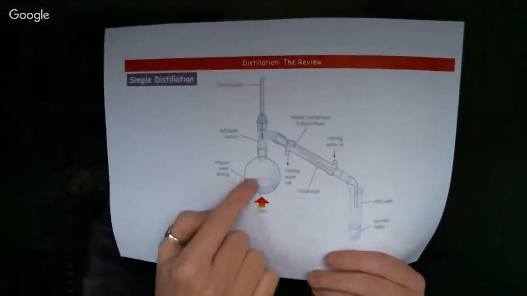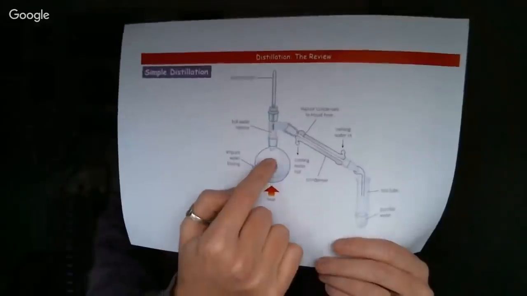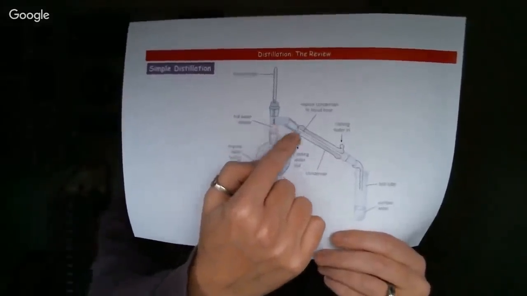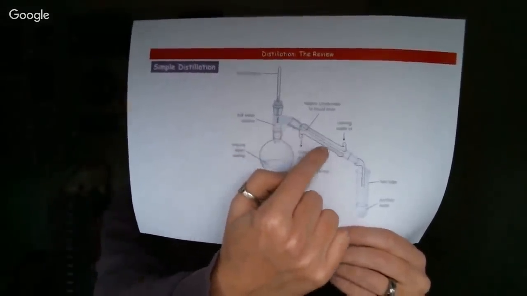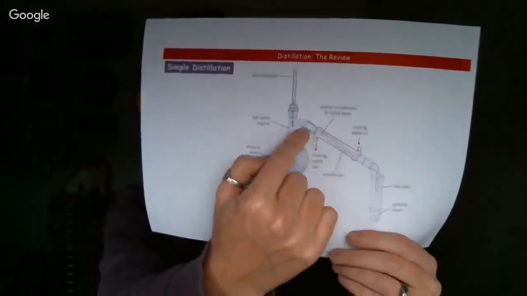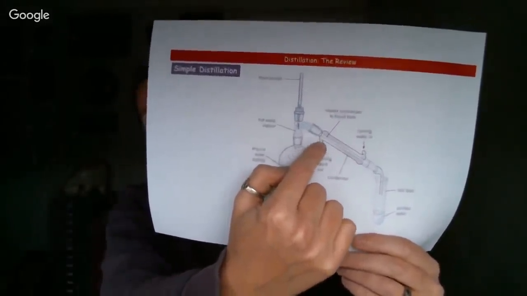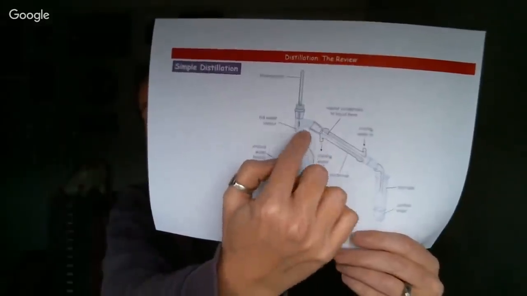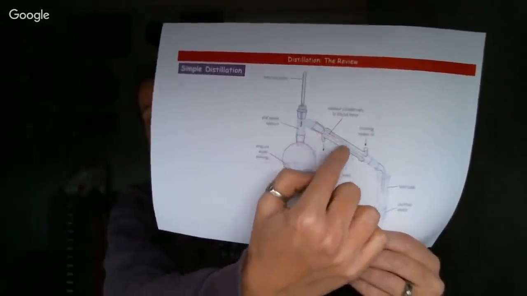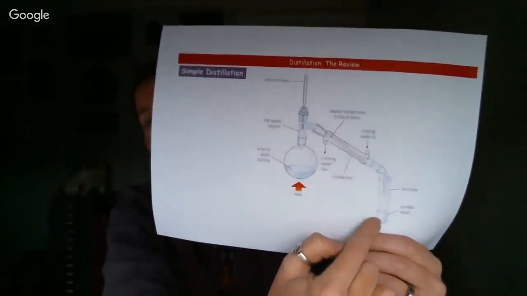You've got your solution here, and then it's going to evaporate as we heat it, and then it's going to pass down this tube here, which is called a condenser. So the condenser actually has cold water that runs through it, and that's going to then condense our steam into our liquid, and then we collect it at the end there. So the key thing about this is that our solvent must have a lower boiling point than the solute, otherwise it doesn't work.